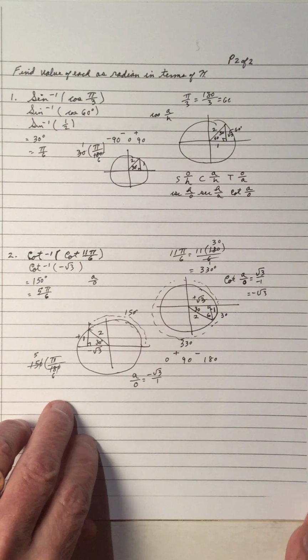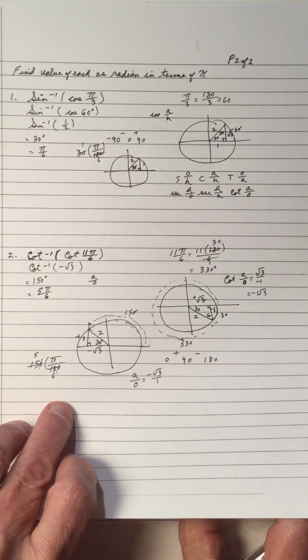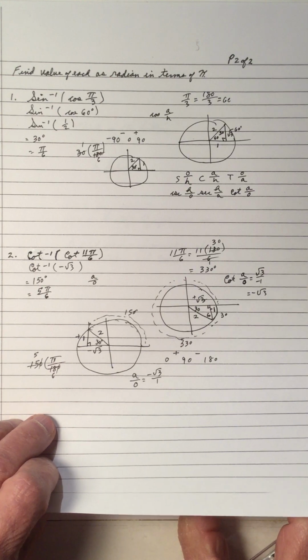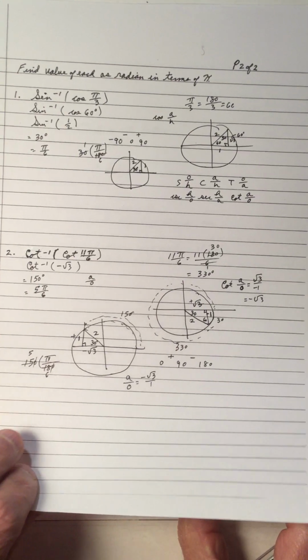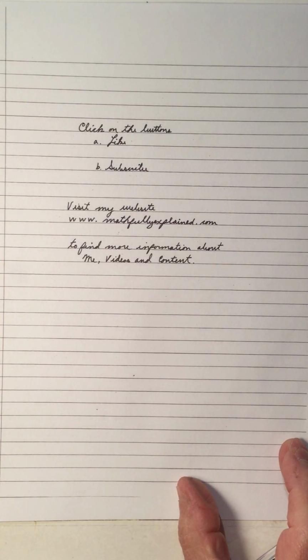So that's some more examples done to explain the composite functions in relation to inverses and the normal trig functions.